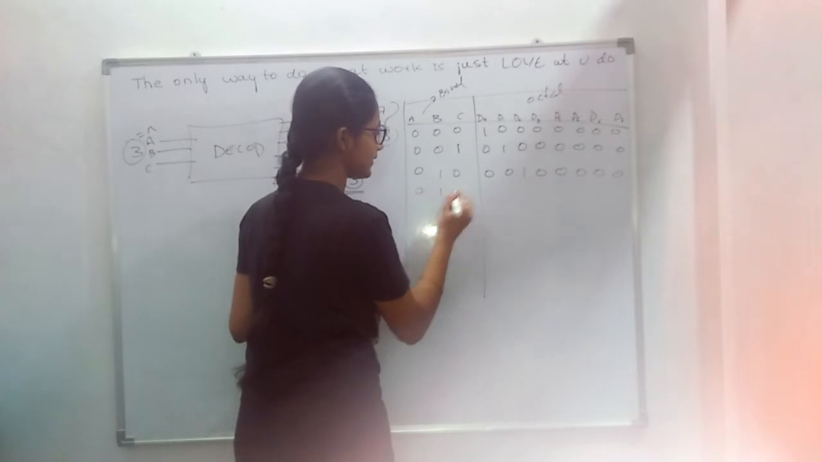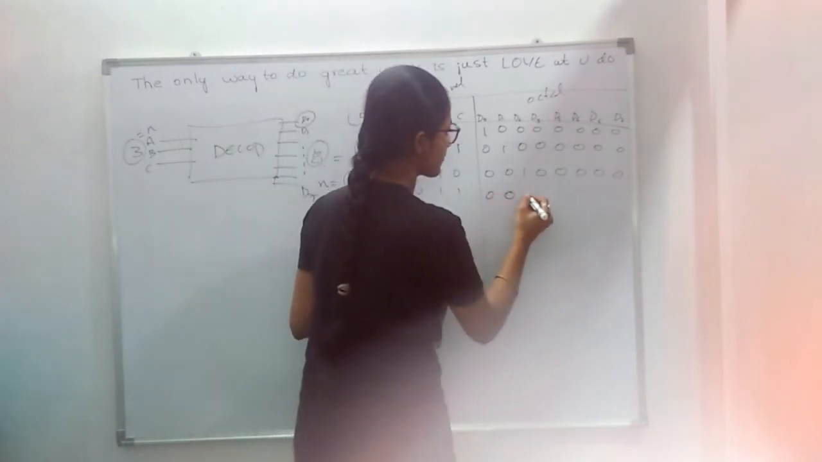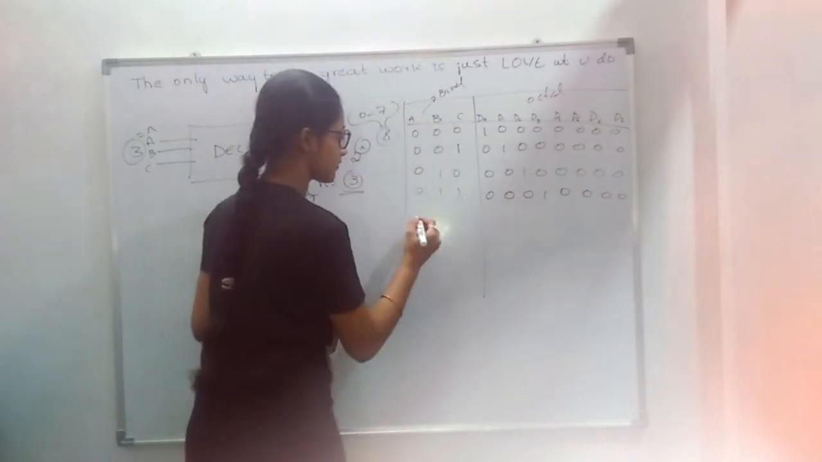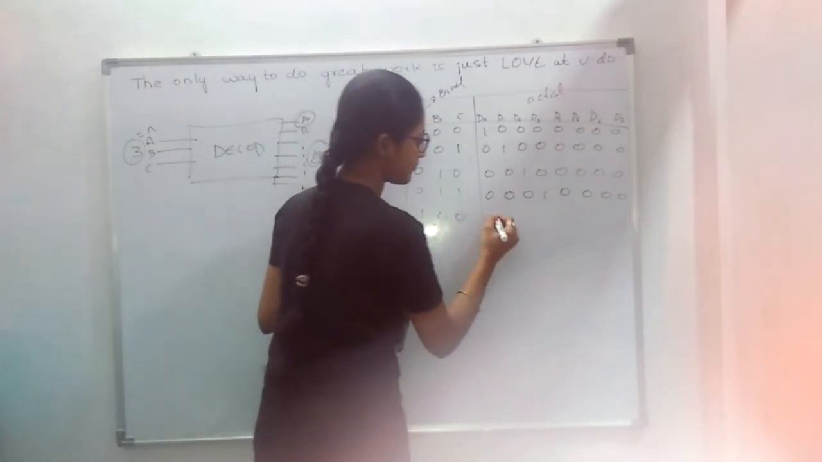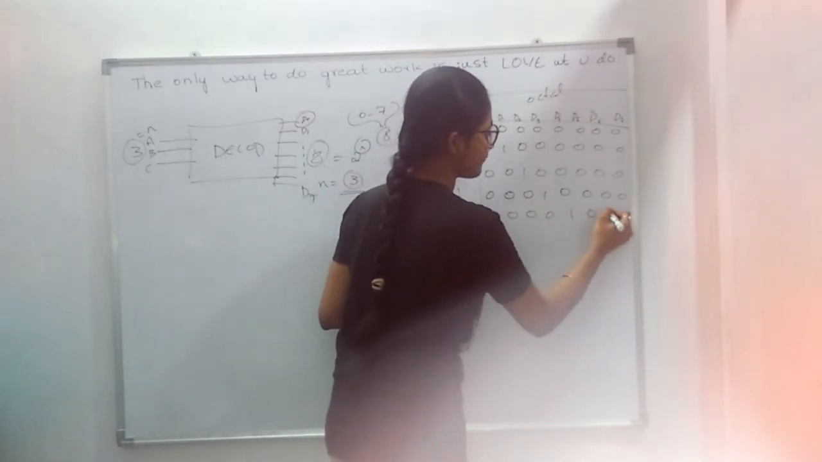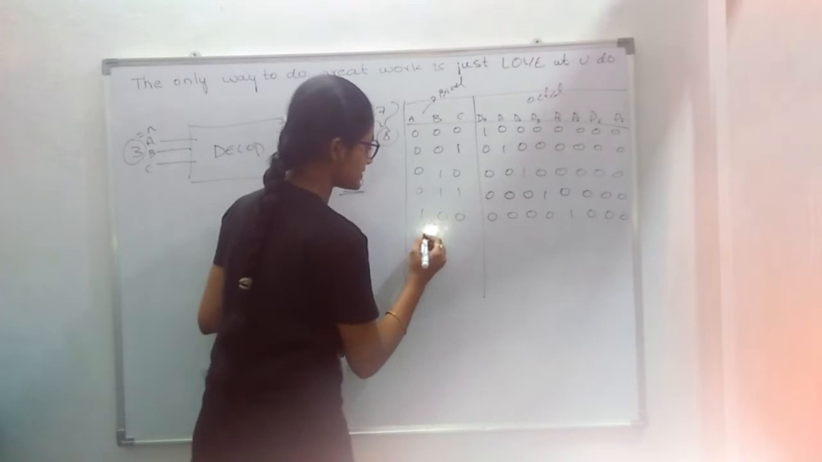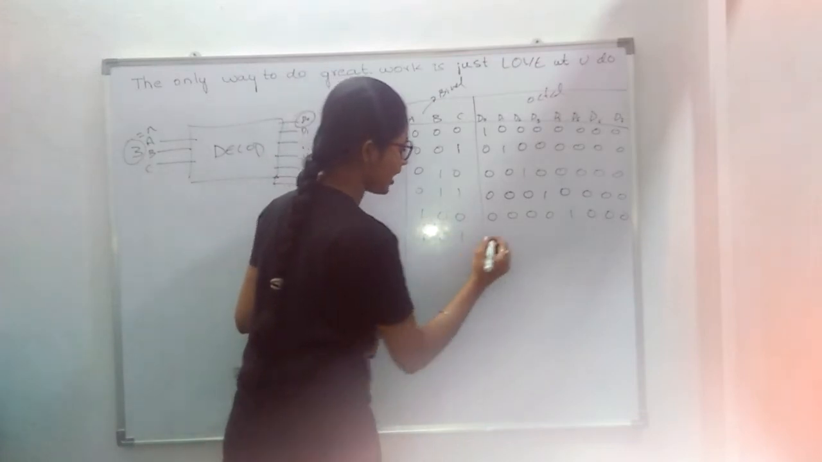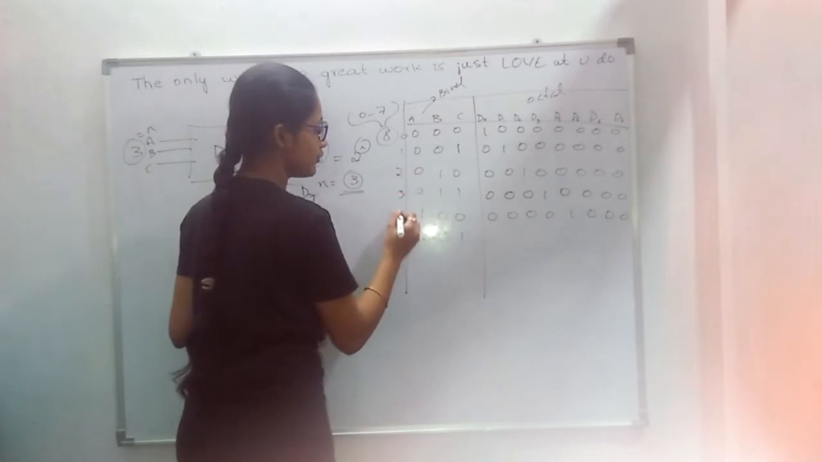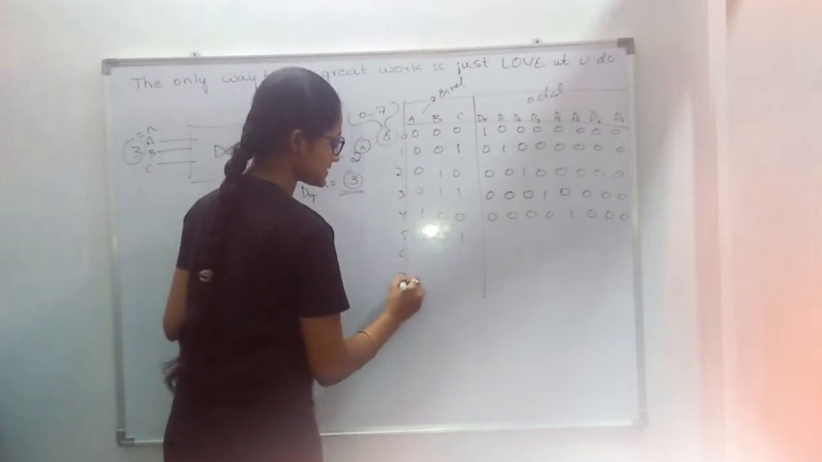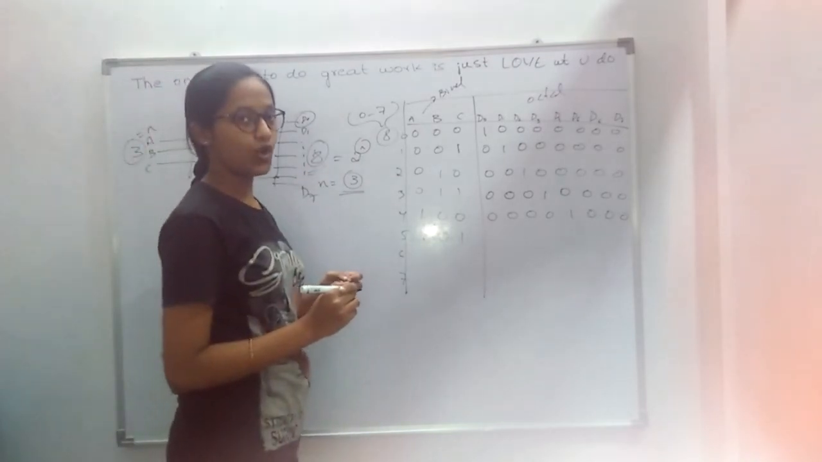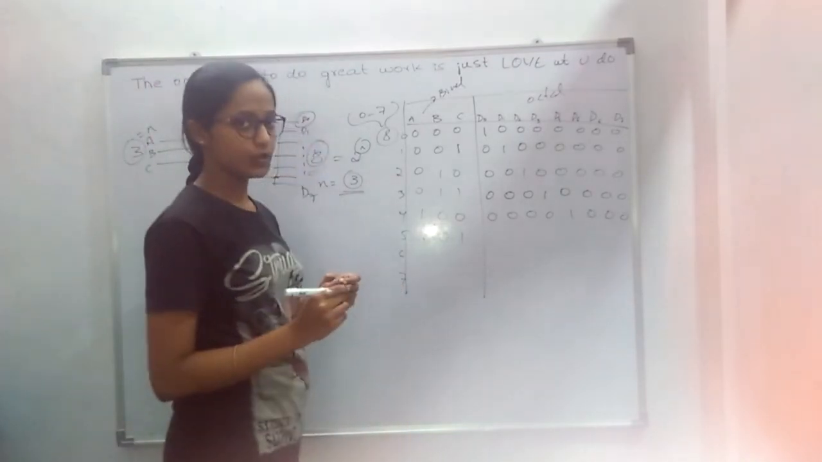So for 3, this will be high. For 4, T4 will be high. And so on up to 7, because 0, 1, 2, 3, 4, 5, 6 and 7, as we are taking for octal, BCD to octal, binary coded decimal to octal.